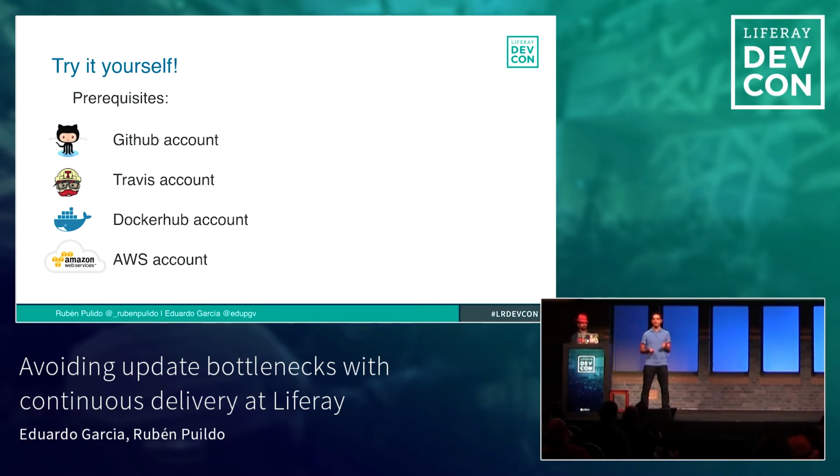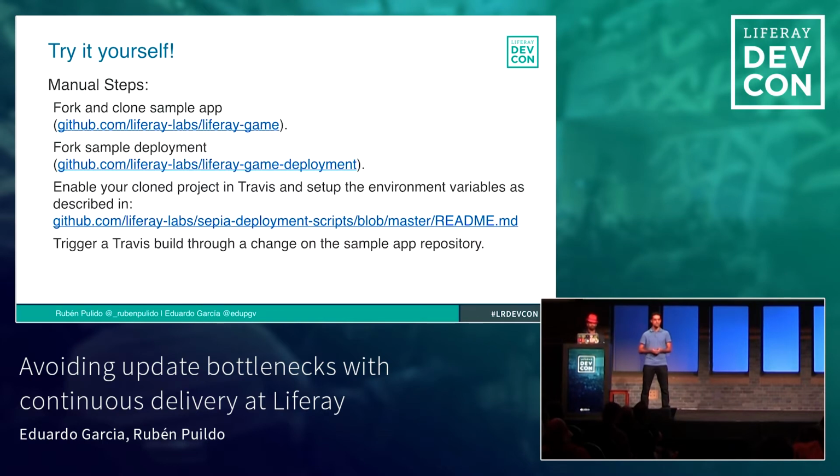You need a GitHub account, a Travis account, a Docker Hub account, and an AWS account. And what are the steps that you need to follow if you want to set up this example on your own system, on your own AWS systems? Well, first, we have made this application available in GitHub, so you would need to fork that application and clone it. You will also need to fork the deployment repository. You don't need to clone that, since the changes are made automatically, so you don't need to make those changes locally.